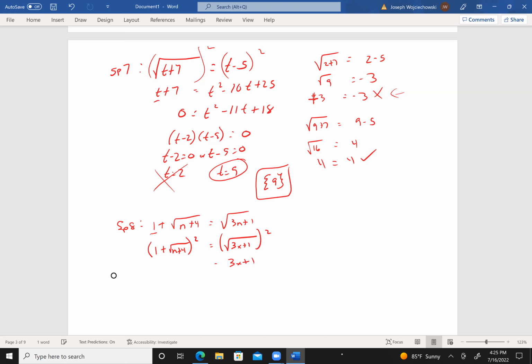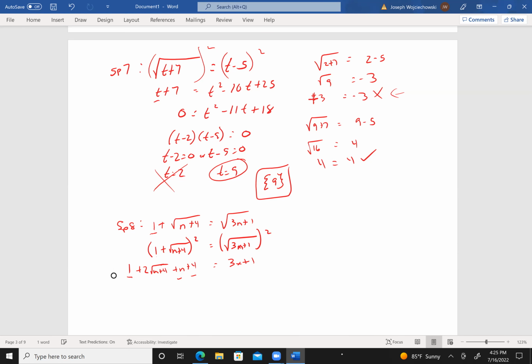3n plus 1. This, however, when you square the first one, 1, multiply the first times the second, and then multiply by 2, so we have plus 2 times square root of n plus 4, and then you square the second. This is plus n plus 4. So now we have a radical here. We need to isolate it. So I have 1 and 4 is 5. I'm going to subtract 5, and I have an n.